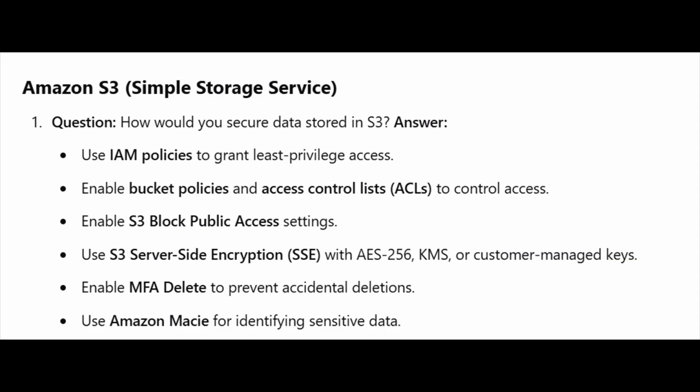Amazon S3, Simple Storage Service. Question: how would you secure data stored in S3? Answer: use IAM policies to grant least privilege access. Enable bucket policies and access control lists, ACLs, to control access. Enable S3 block public access settings. Use S3 server-side encryption, SSE, with AES-256, KMS, or customer-managed keys. Enable MFA delete to prevent accidental deletions. Use Amazon Macie for identifying sensitive data.